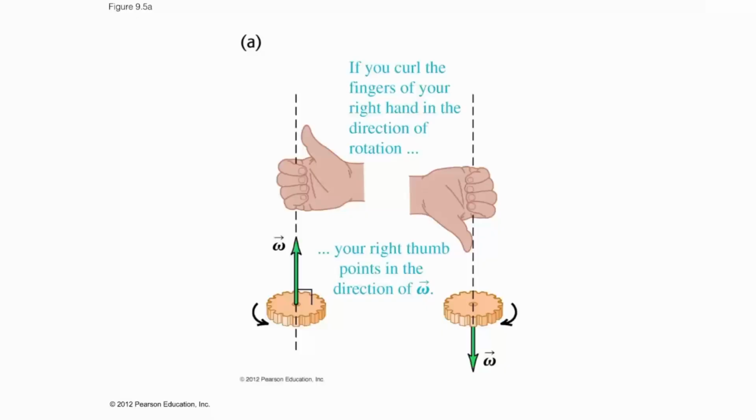Which way is it rotating? Around like this, and your thumb is now pointing down, right? Which way is it pointing now? Up, right? No matter which way I orient this circle in space, there's a unique direction for that vector, okay?